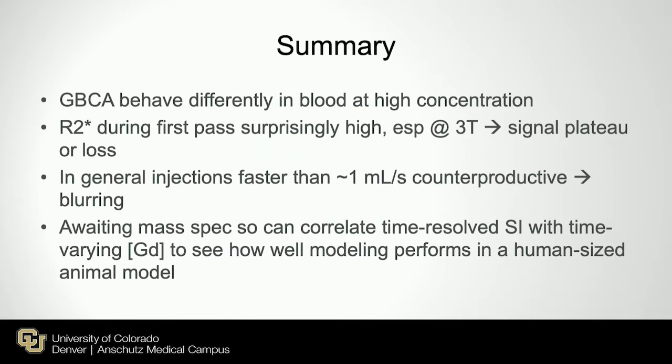I'll let you know kind of what that ended up being. So the point here is that it's important to understand gadolinium-based contrast agents are very different in blood than they are in plasma or in any other kind of fluid, particularly at high concentrations, and that R2* can be very, very high, particularly at 3T, and that leads to this signal plateau or loss. And really, if you put that about 1 ml per second number in your brain, I think that is a pretty good one, because going beyond that is usually not going to help. So we're awaiting that mass spec data so we can correlate time-resolved signal intensity with the gadolinium and make sure that we have a good in vivo validation of the theory that we've been talking about for a number of years.